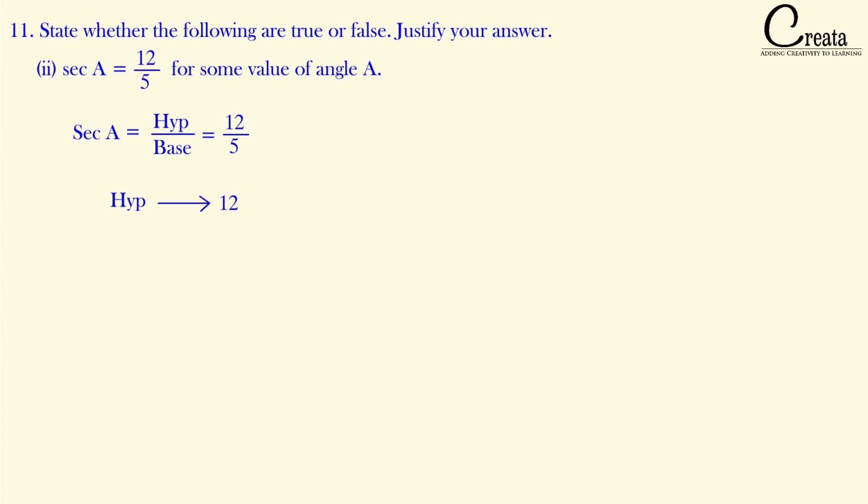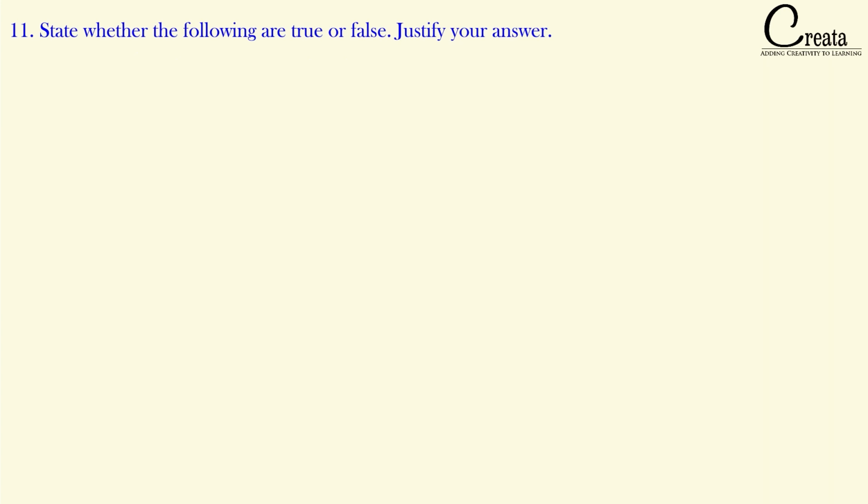12 corresponds to hypotenuse and 5 corresponds to base. Hypotenuse is the largest of all the three sides, so yes, it is true. Hypotenuse corresponding to 12 and base is corresponding to 5. 12 is greater than 5, that is hypotenuse is greater than base, so it is true. Sec A can have value of 12 upon 5 as hypotenuse is always greater than base. So this statement we got as true. Let's go to third part.